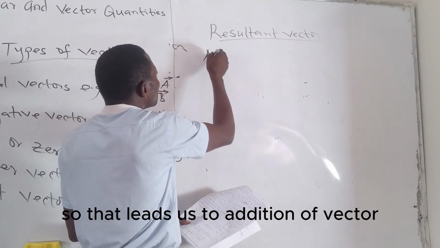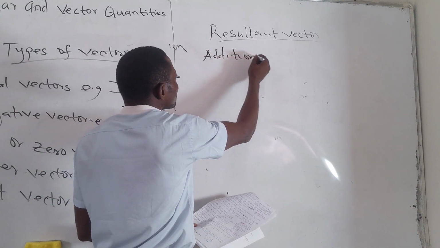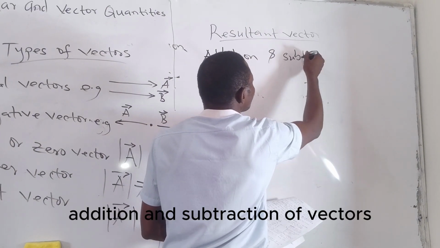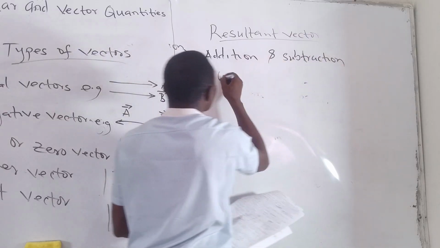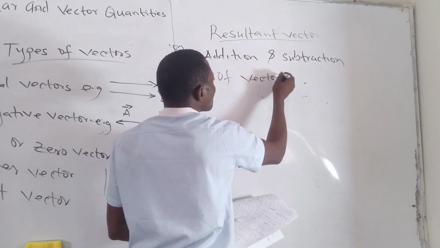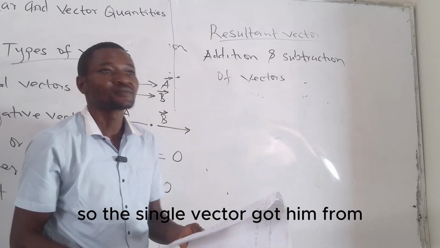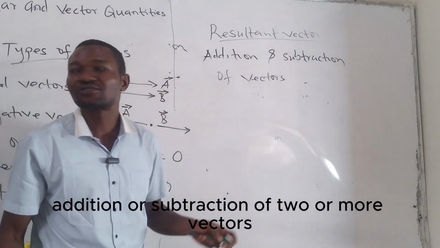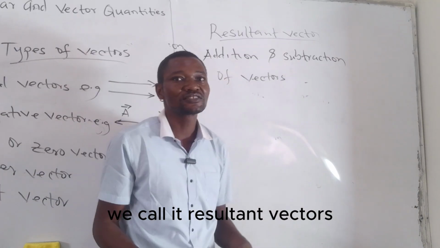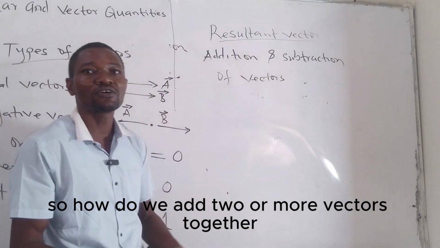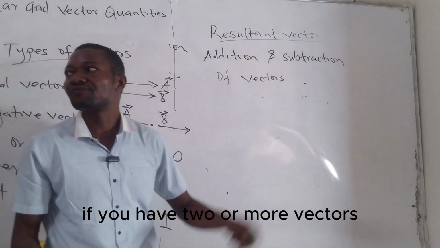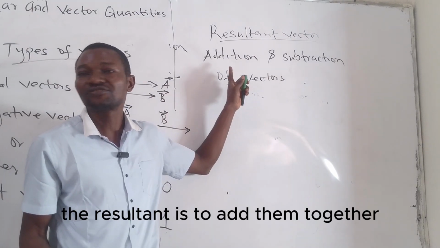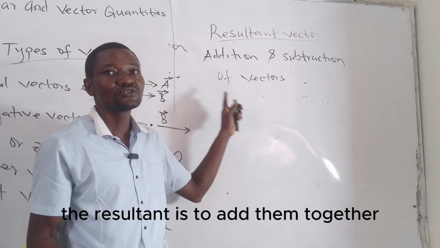So that leads us to addition and subtraction of vectors. The single vector gotten from addition or subtraction of two or more vectors, we call it resultant vector. So how do we add two or more vectors together? If you have two or more vectors acting in the same direction, the resultant is to add them together.